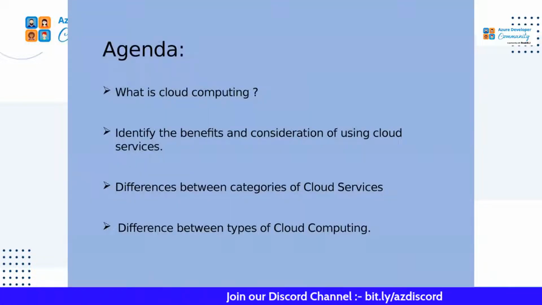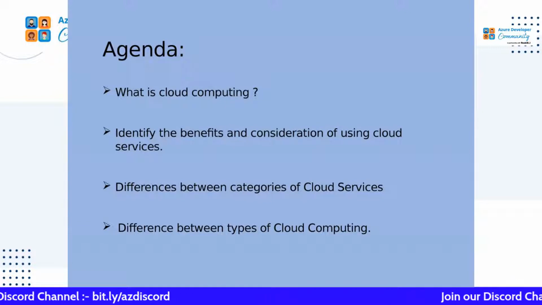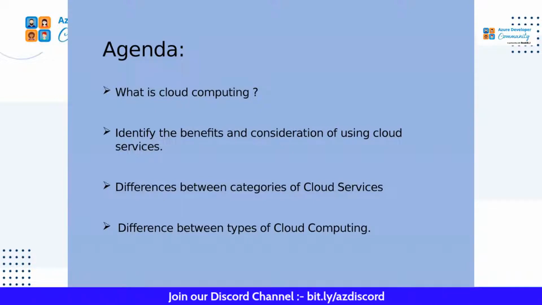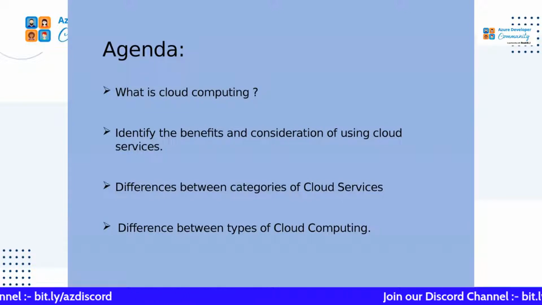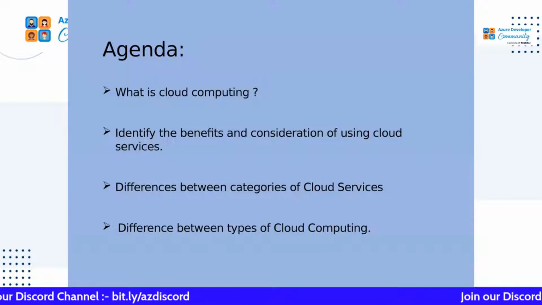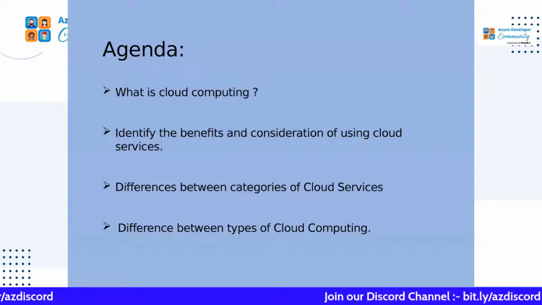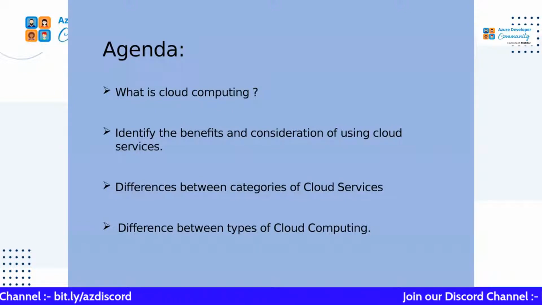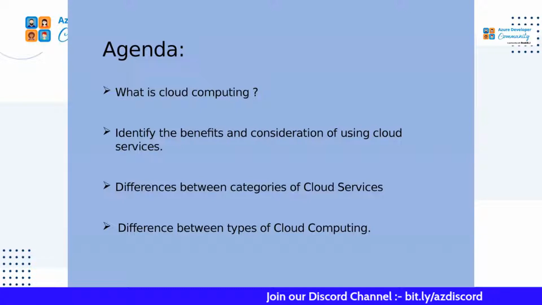Coming to the agenda for today, you are going to learn what cloud computing is, and you'll identify the benefits and considerations of using cloud services. When you're using some services, you obviously need some benefits, like high availability, cost efficiency, scalability, security, and privacy. The third agenda item is the difference between the categories of cloud services: infrastructure as a service, serverless computing, platform as a service, and software as a service. These are the different types of cloud services. And the last agenda item is the types of cloud computing: public cloud, hybrid, and private cloud. So this is the agenda for today.